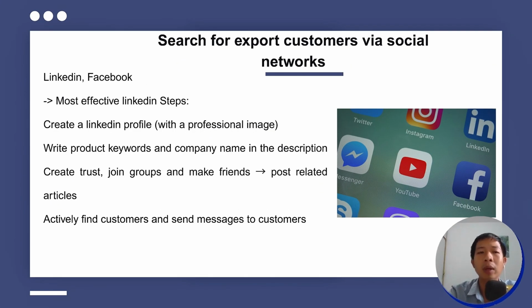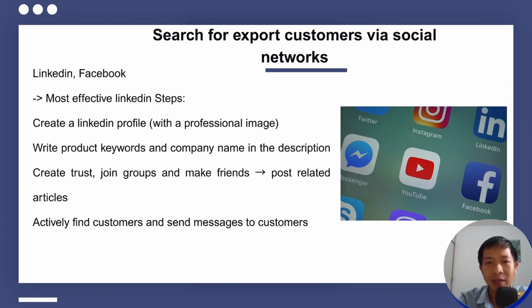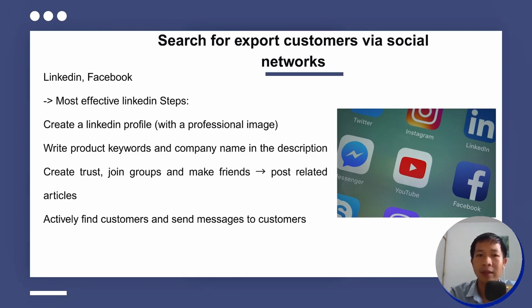Secondly, you need to include product keywords and your company name in the description section. If you are selling something, you need to accurately include your product keywords in that description section. For example, if you are selling frozen fruit, you would write frozen fruit export in that description section and clearly state your company name. For example, company A, company B, company C, etc.